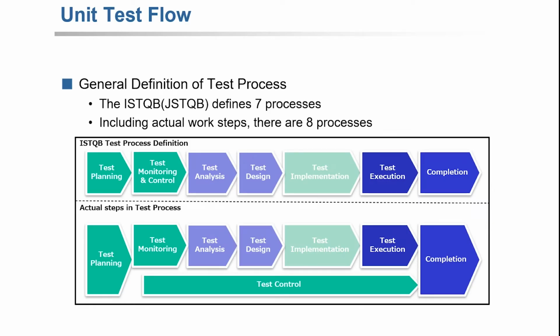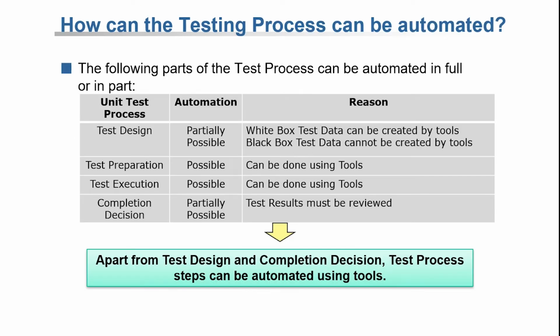The International Software Testing Qualifications Board defines 7 processes in the test process. Breaking this down into actual workflow gives us 8 individual processes: planning, monitoring, control, analysis, design, implementation, execution, and completion. For some of these processes, automation is possible to a certain degree, so the benefit in using tools is obvious immediately. We will now show how Coverage Master is particularly suited to these processes.